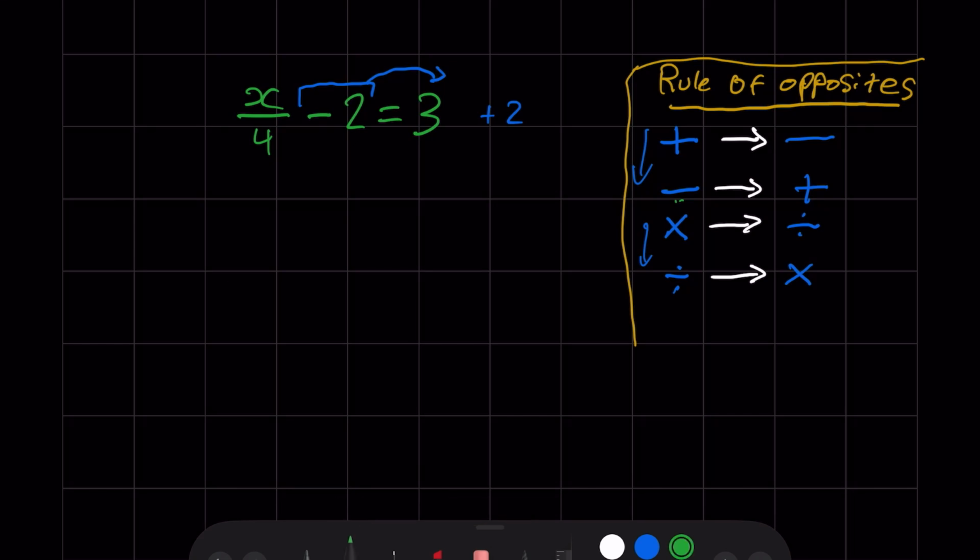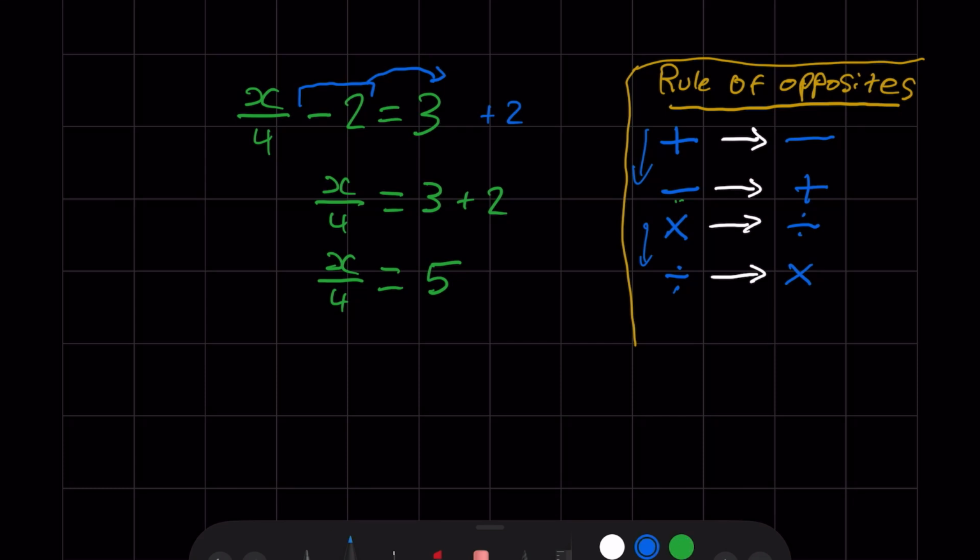so on the left side of the equals sign, we have x over 4, or x divided by 4. And on the right side, we have 3 plus 2. So x divided by 4 is equal to 5. 3 plus 2 equals 5.